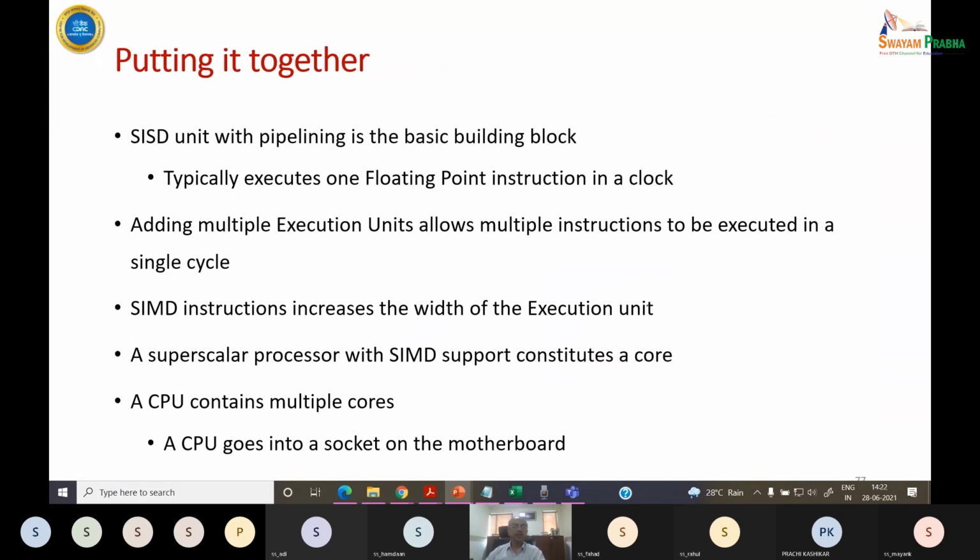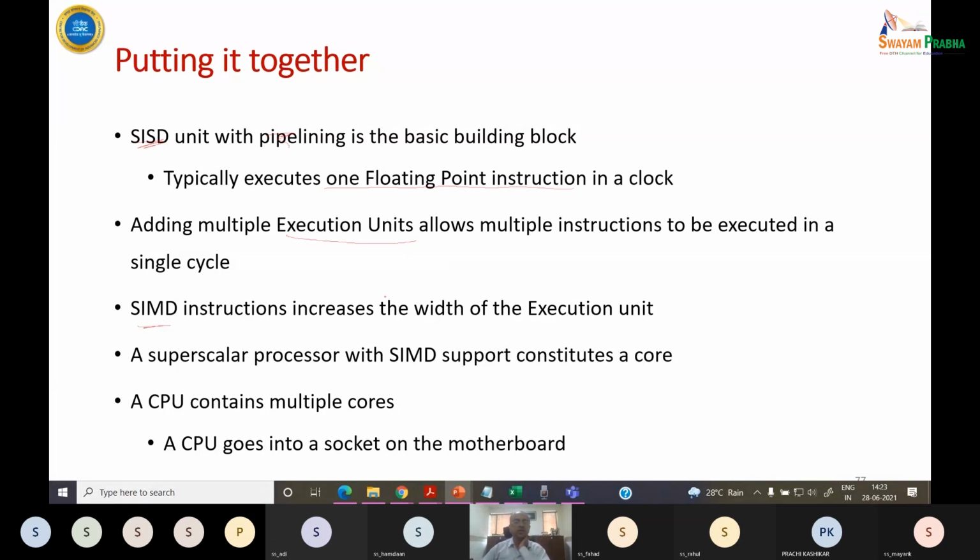So putting it together, what I mentioned to you, SISD unit, single instruction, single data with pipelining, 8085, 8086 kind of thing is the basic building block. It can do one floating point instruction in a clock, very simple. So if you add multiple execution units, you can do multiple of these. So superscalar. Not guaranteed, but every attempt is made to keep all the execution units busy all the time, but may not happen always based on the dependency.